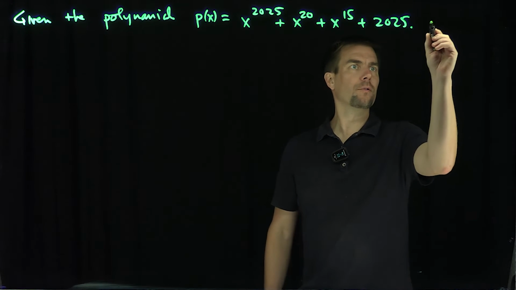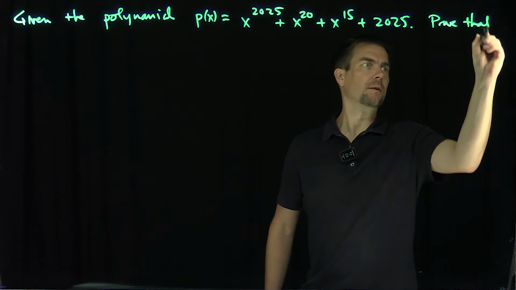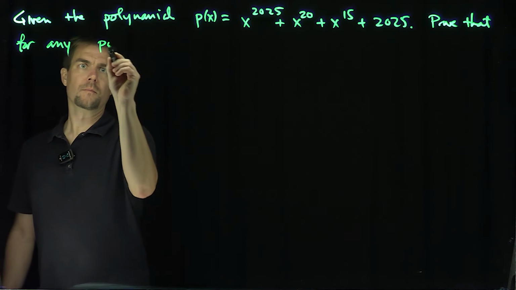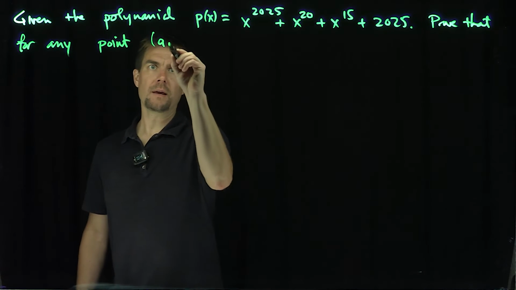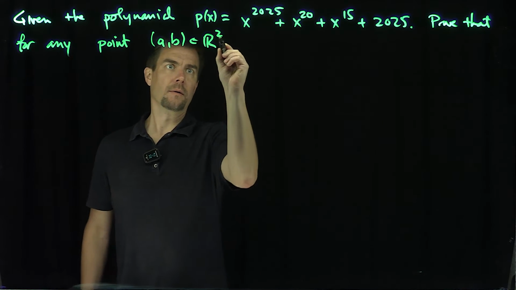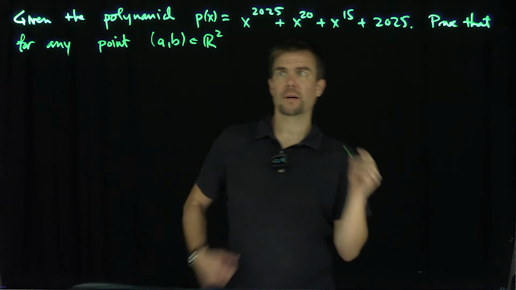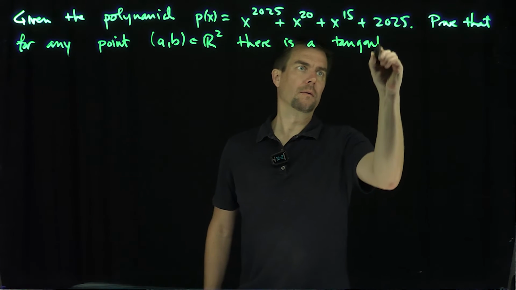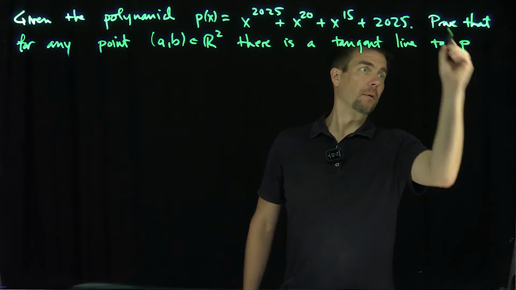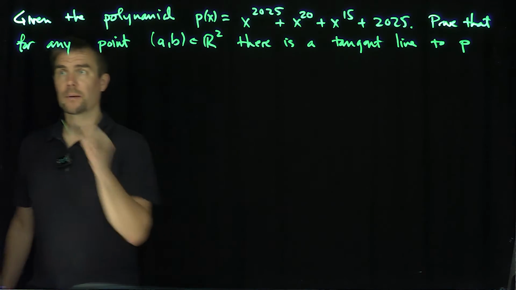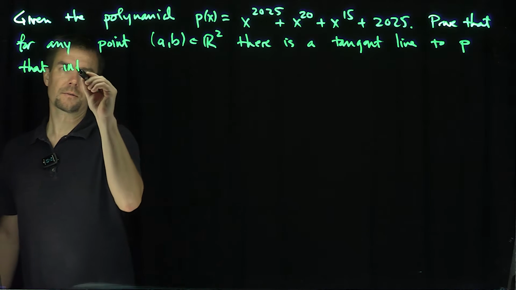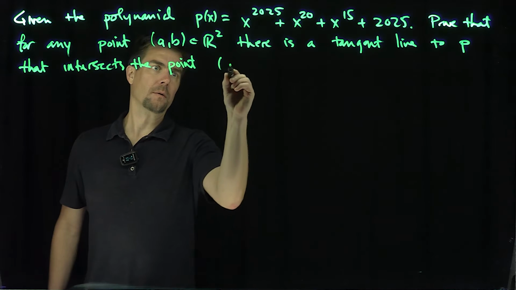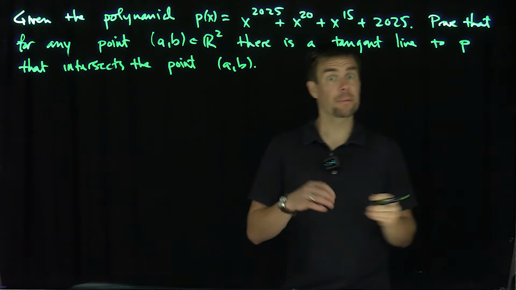And then we want to prove that for any point AB in the plane, there is a tangent line to P that intersects the point AB, okay? So this is an example of an existence result, right?